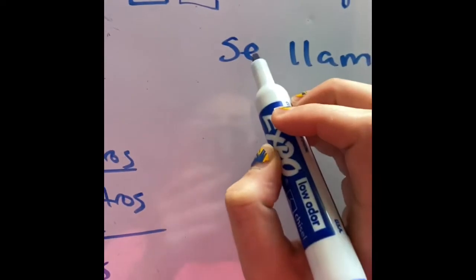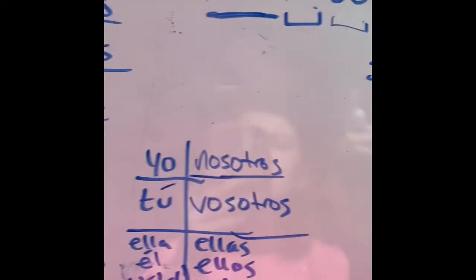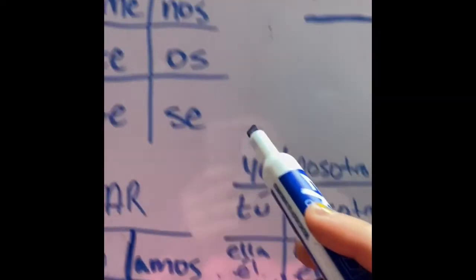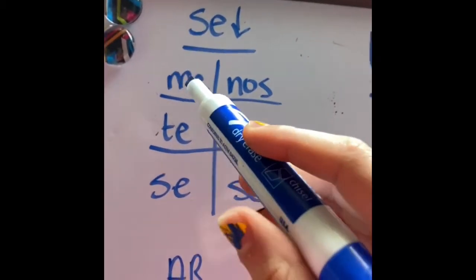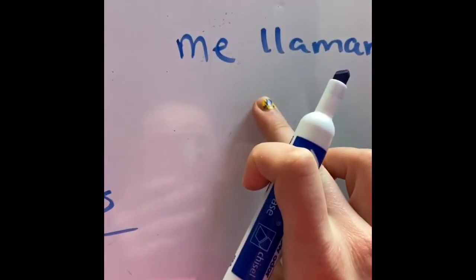But this isn't necessarily going to stay as a se. You're going to change this into one of these depending on which one this matches up with. So it's yo. So you go to yo, top left, that would be me. So this is actually going to be me. And that's the first thing you want to conjugate out of this.